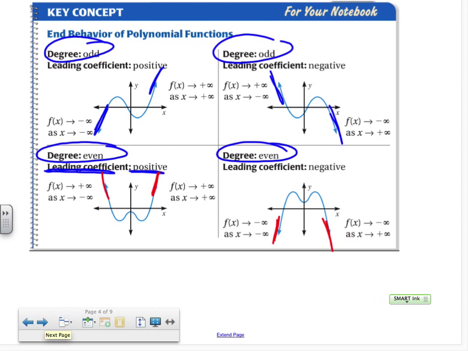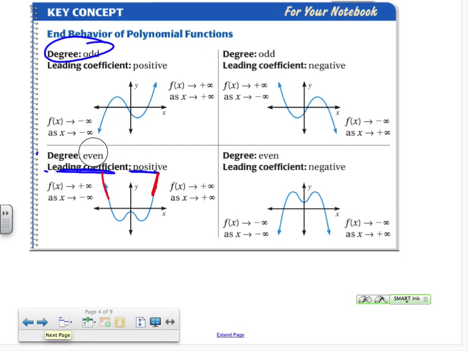And our lead coefficient determines what the right side is doing. The lead coefficient, if it's positive, the right side will go up.